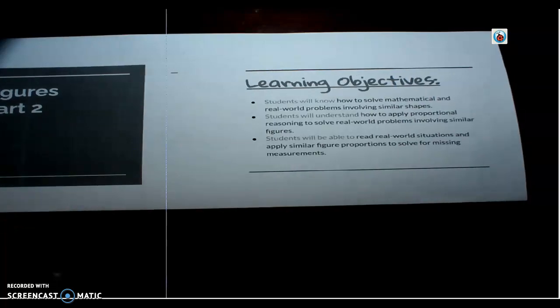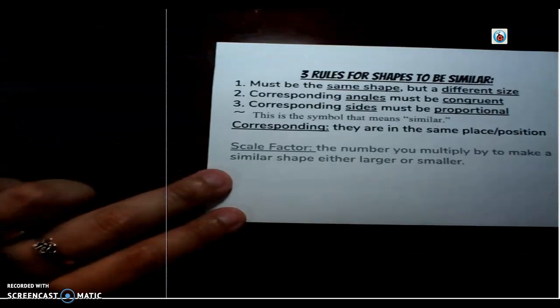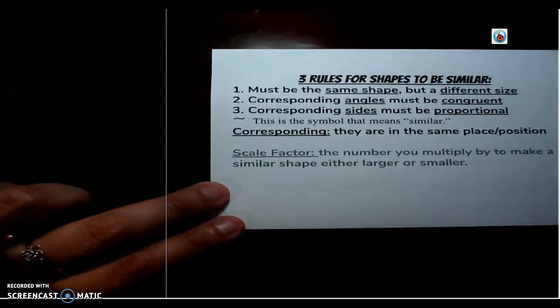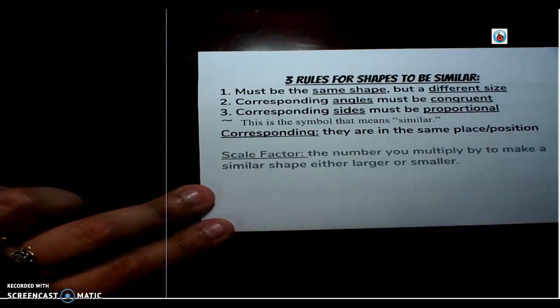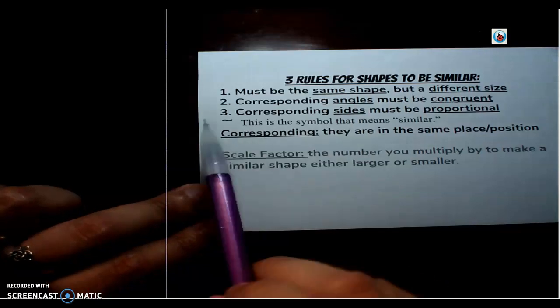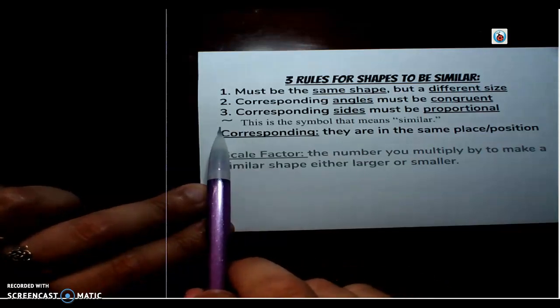So just a few reminders of some of the stuff that we went over last week. We did have 3 rules in order for shapes to be considered similar. The first rule was that they must be the same shape, but they can be a different size. Their corresponding angles must be congruent, and their corresponding sides must be proportional. And then the little squiggly line is the symbol that represents similar.